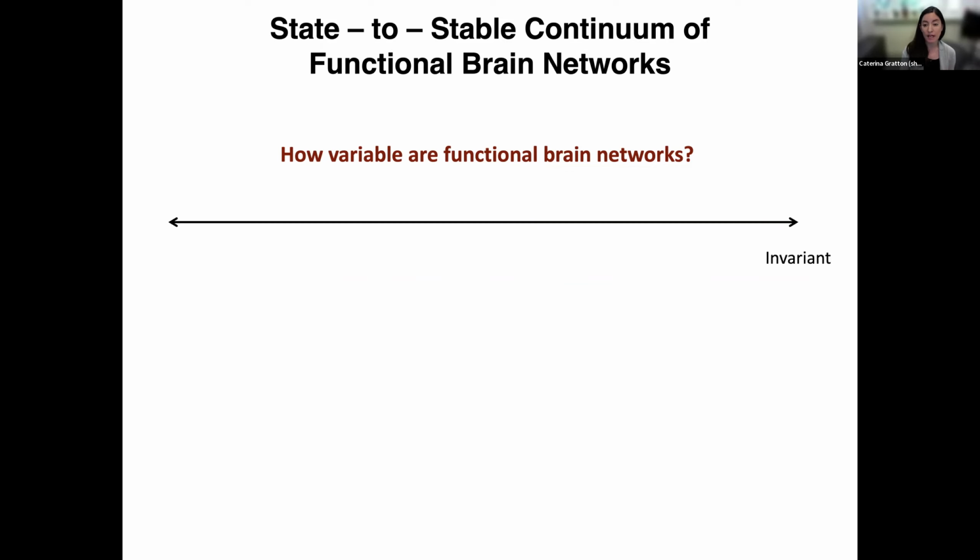On one end, you might hypothesize that these measurements should actually be invariant, that everyone should have more or less the same functional network architecture, just as we have more or less the same body plan, and that the only differences that we're measuring are due to sampling variability or measurement noise. On the other extreme, you might think that these networks should be constantly changing as we engage in different thought processes and our neurons are firing at different rates.